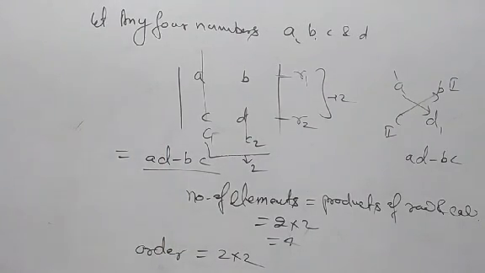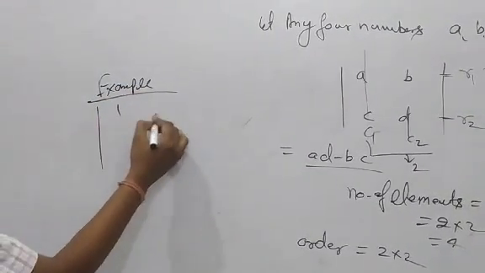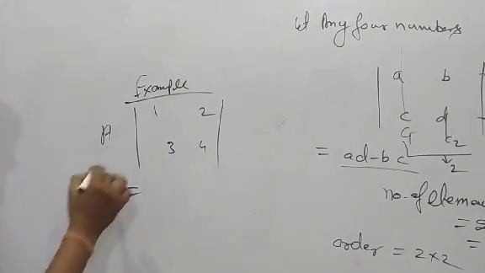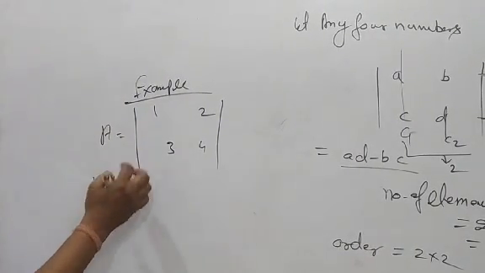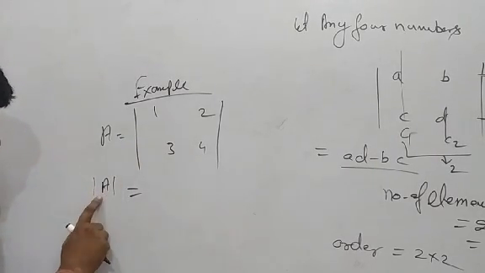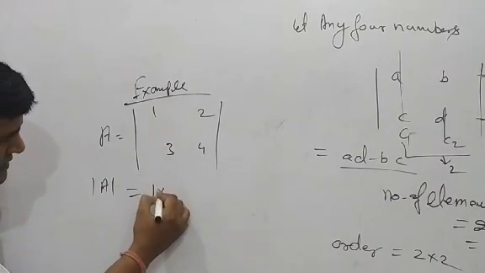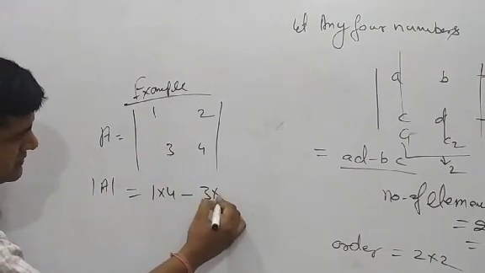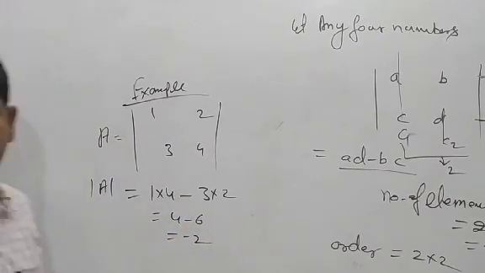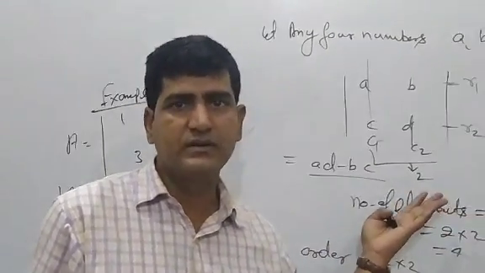Now suppose an example: 1, 2 and 3, 4. Now suppose this is A. The mod of A, we have to find. Modulus of A, the magnitude of A, means what? 1 into 4 minus 3 into 2 is equal to 4 minus 6, which is equal to minus 2. Any problem? This is known as the determinant. In this way we can solve the value. Understood?